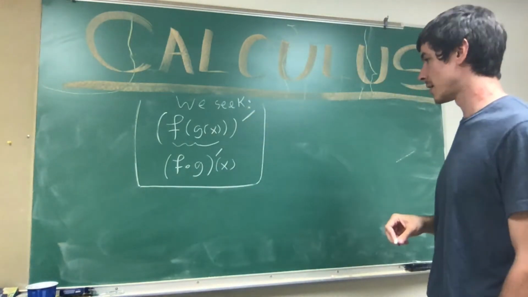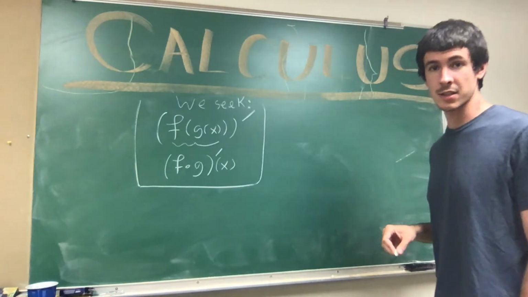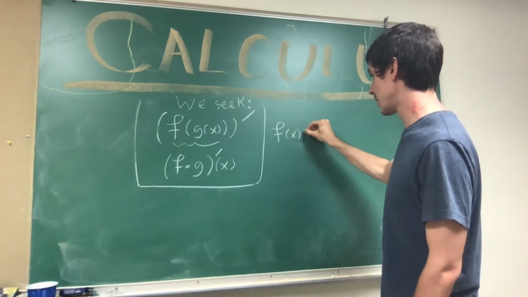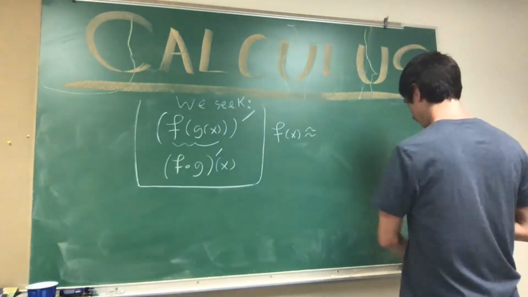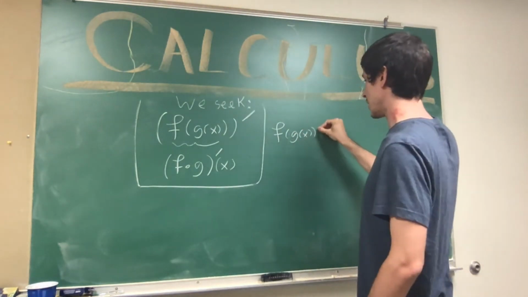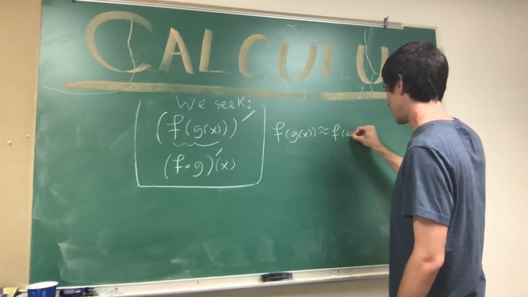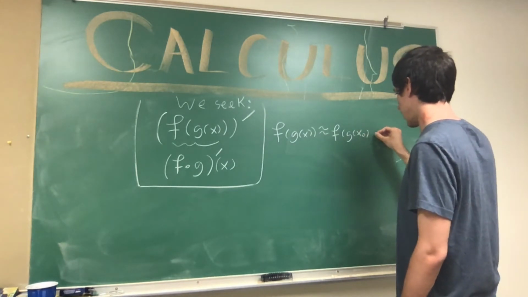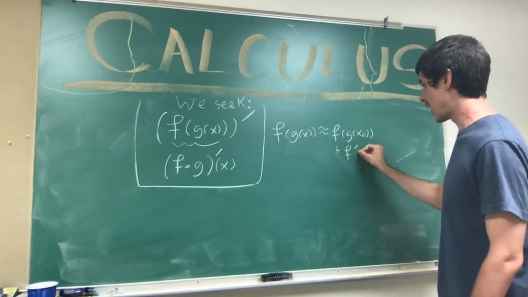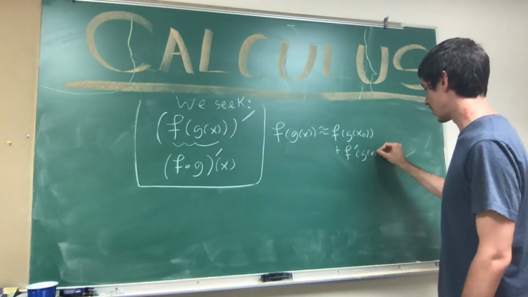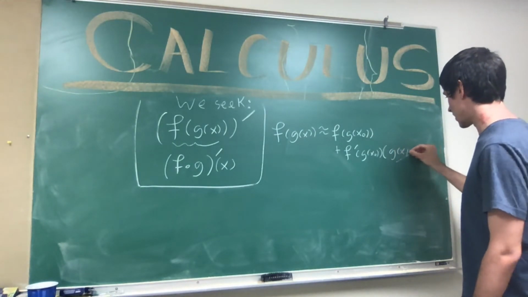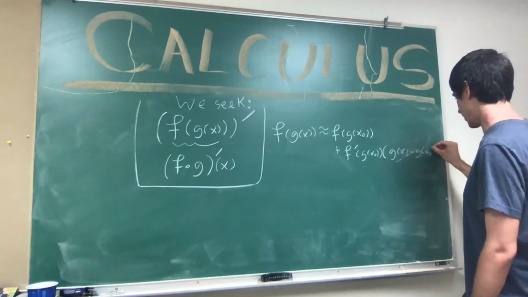So, well, let's do a linear approximation near x0. So, we're looking for f of g of x. f of g of x is approximately equal to f of g of x0 plus f prime of g of x0 times g of x minus g of x0.